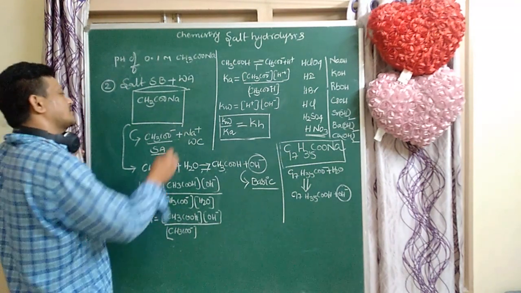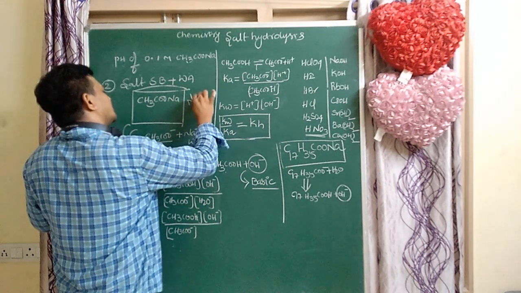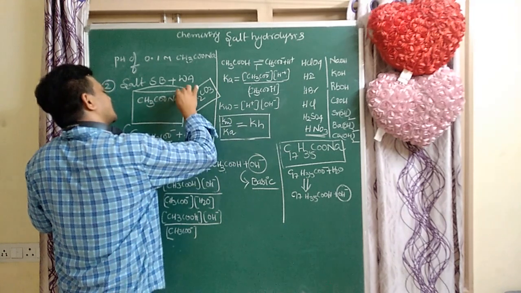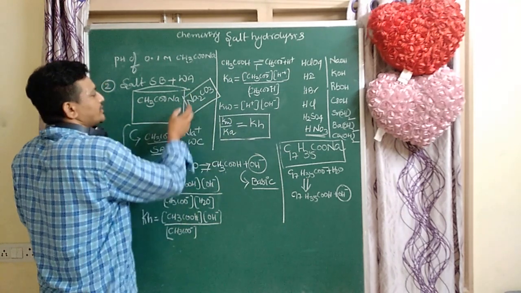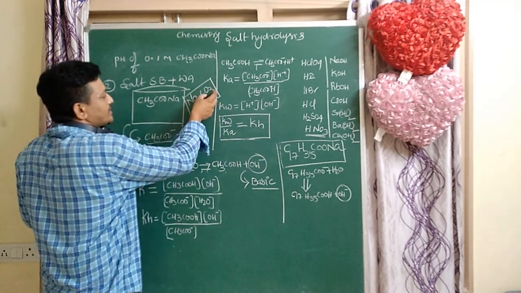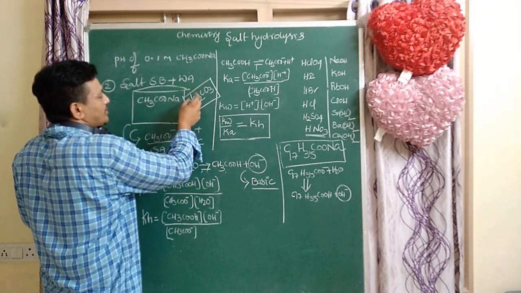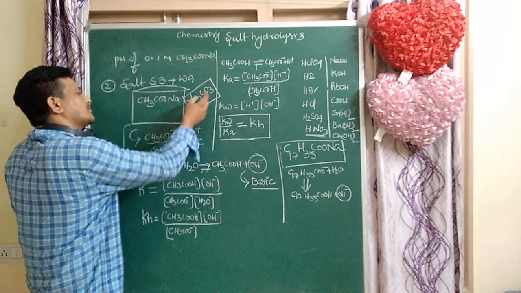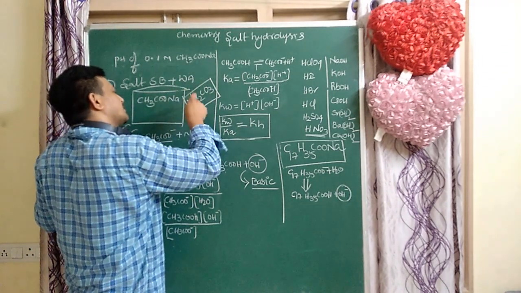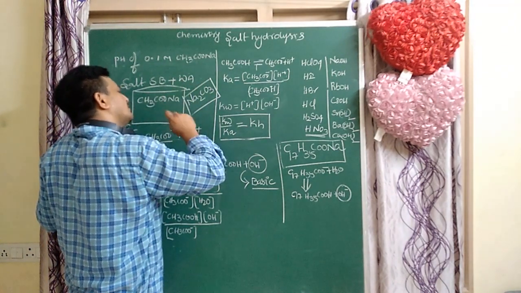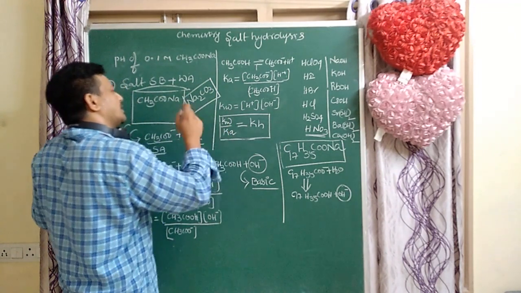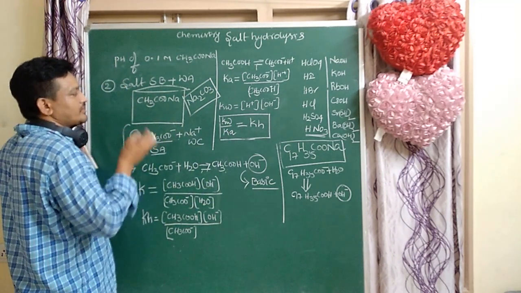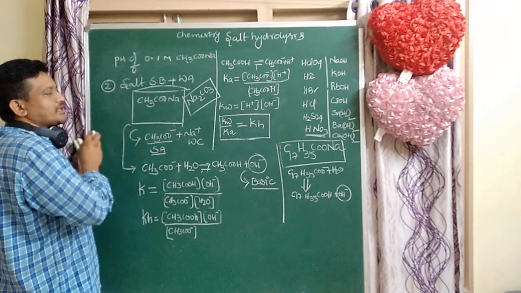I will take another salt, Na2CO3. Does this undergo anionic hydrolysis or cationic hydrolysis? Here a strong base is there, a weak acid is there. The salt came from a strong base, that does not react with water. The anion came from a weak acid, that is the strong anion that reacts with water, that undergoes anionic hydrolysis. So OH minus is produced in the solution. So basic nature is there.